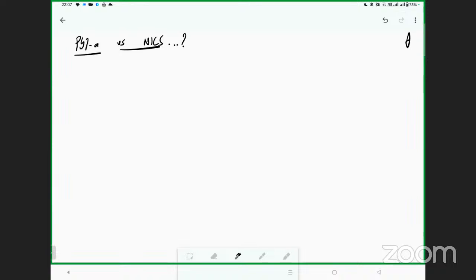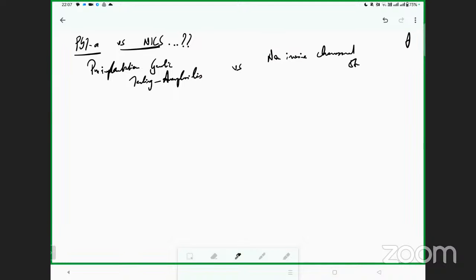We'll be discussing PGT-A versus NICS. PGT-A is pre-implantation genetic testing, mainly for aneuploidies, and you are going to compare it to NICS, which is non-invasive chromosomal study. Both of them are basically done for testing genetic factors of the embryo.